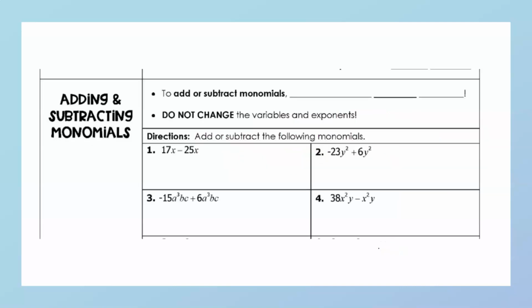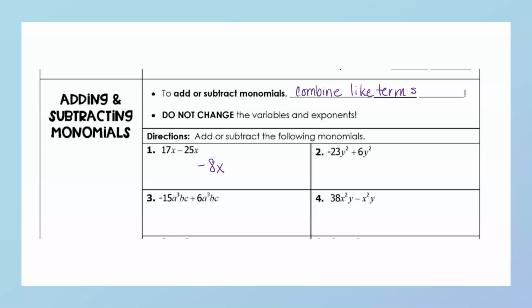All right, to add or subtract them, you combine the like terms. They must be like terms or you cannot add or subtract them. Do not change the variables and the exponents, so leave them alone. So number 1, we have 17x minus 25x. So that's negative 8x. You keep the variable the same. The only thing that changes is the coefficient.